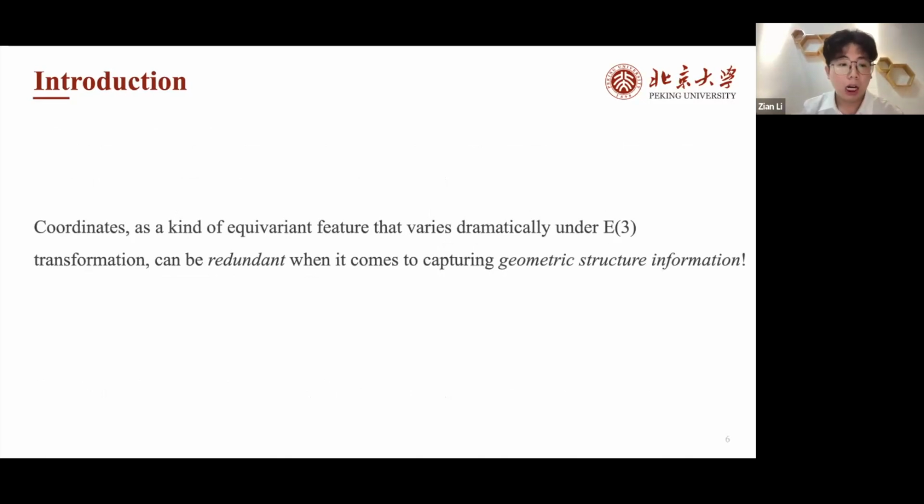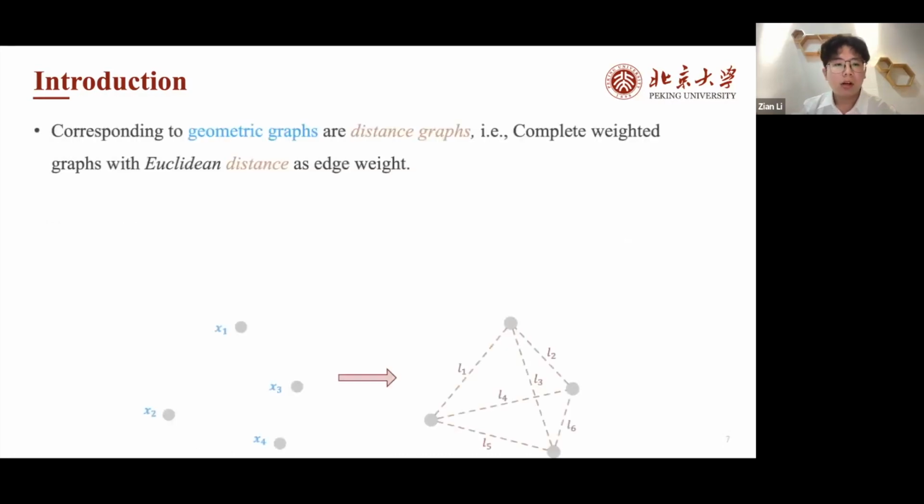As we can see, most of the limitations of previous work are brought by one thing: coordinates. As an equivariant feature, coordinates can vary very dramatically under E3 transformation, and they can be redundant when we want to capture geometric structure information. So how about we change perspective and see geometric graphs in another form? Corresponding to geometric graphs are distance graphs, which we define as complete weighted graphs with Euclidean distance as edge weight. In the figure, we show the transformation from geometric graphs to distance graphs.